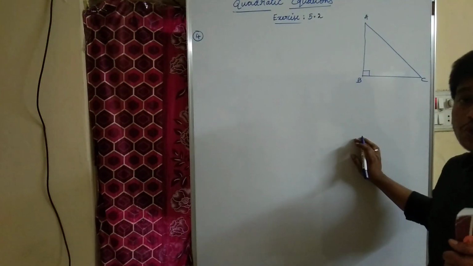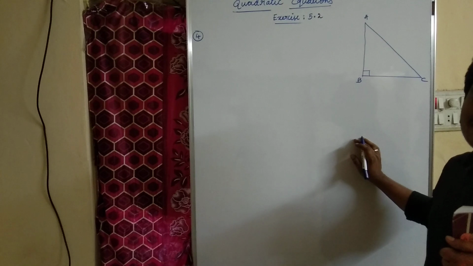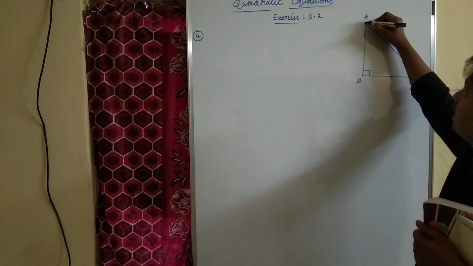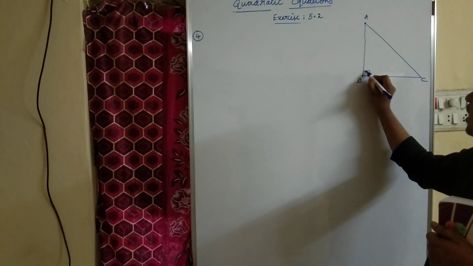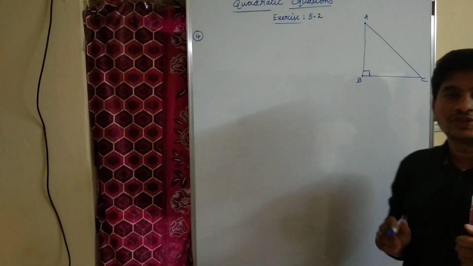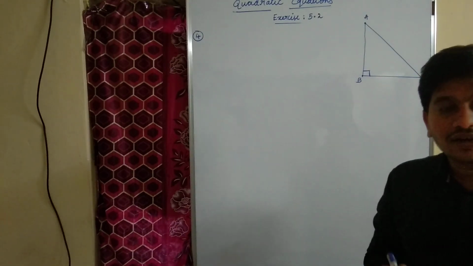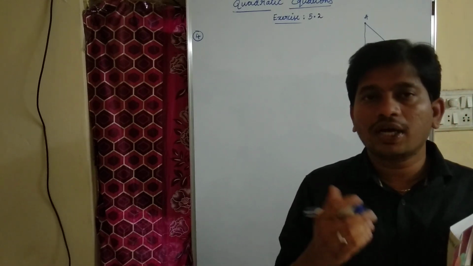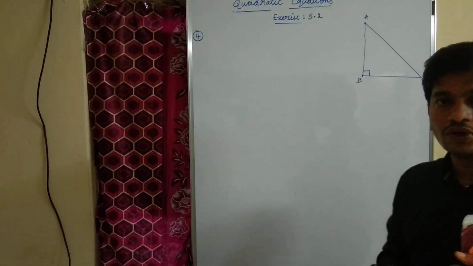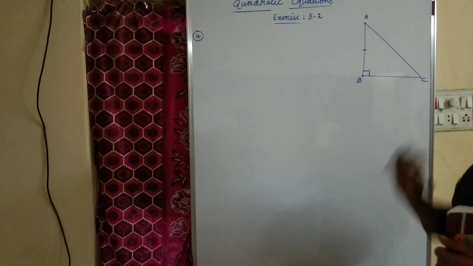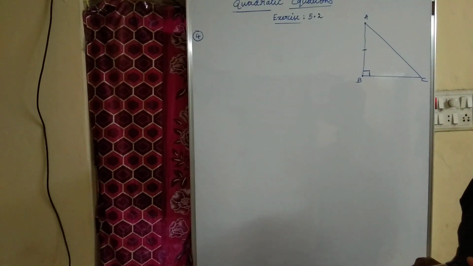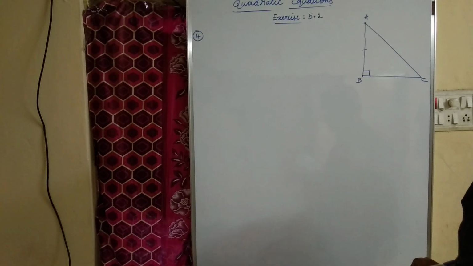What do you mean by altitude, children? The line segment joining vertex to its opposite side, and it should make an angle 90 degrees. You know, children, for a right angle triangle, one of the sides will be the altitude. Okay, so as AB is altitude, children, nothing but height. The altitude of a right angle triangle is 7 cm less than its base.